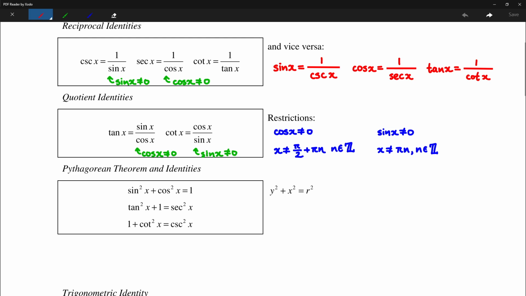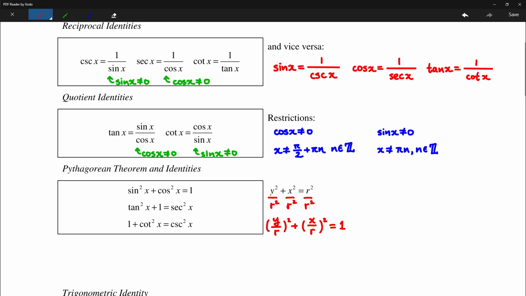So starting with the first one, which is sine square x plus cosine square x equals 1. Consider our equation for a circle, y squared plus x squared equals r squared. What we can do is divide all three of these by r squared. The first term can be rewritten as y over r, all squared. The second term will be x over r, all squared. And finally, r squared divided by r squared gives us 1 on the right-hand side.